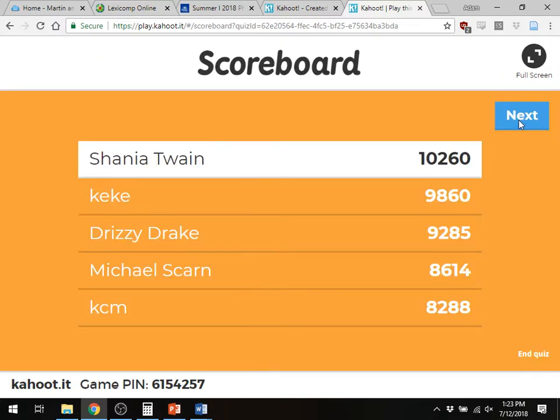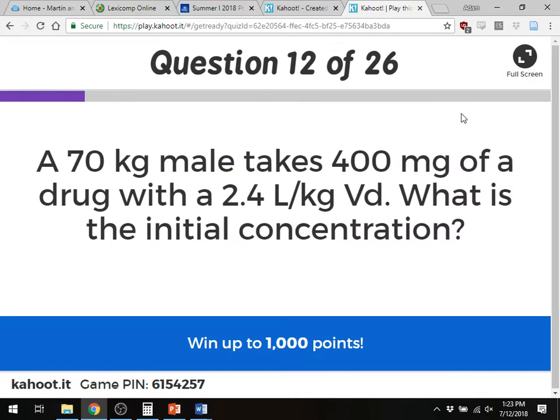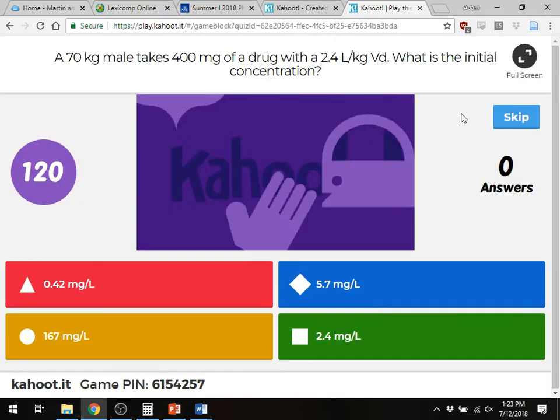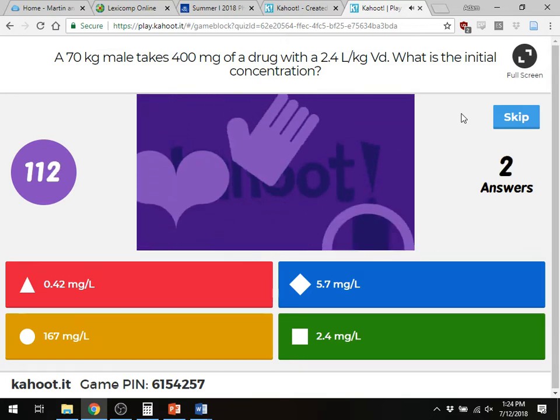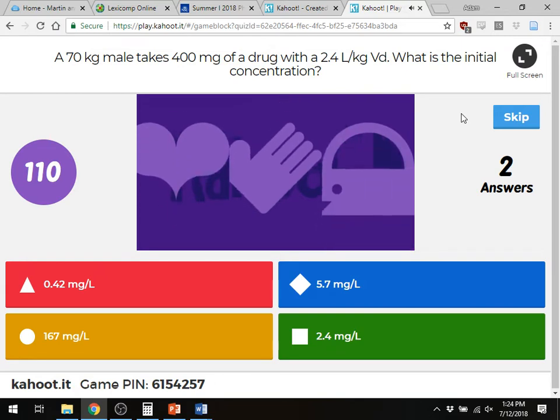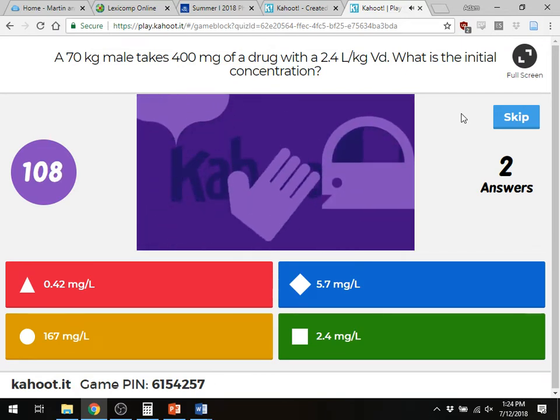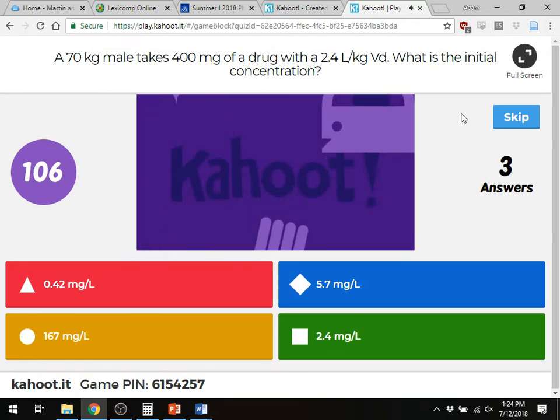All right, let's say we have a 70-kilogram male. He takes 400 milligrams of a drug with a volume of distribution of 2.4 liters per kilogram. What's his initial concentration? Is it 0.42 milligrams per liter, 5.7 milligrams per liter, 167 milligrams per liter, or 2.4 milligrams per liter? Remember, C0 equals dose over VD.